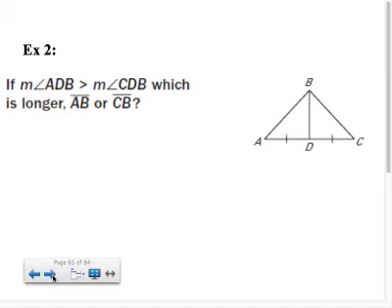In example 2, it says if the measure of angle ADB is greater than the measure of angle CDB, which is longer, AB or CB? So in other words, this angle, ADB, is larger than angle CDB. By rule, that means the side across from this angle has to be longer than the side across from that angle. And again, it all stems from the fact that you have two congruent sides. Look at the included angle. So AB would have to be the longer side here.